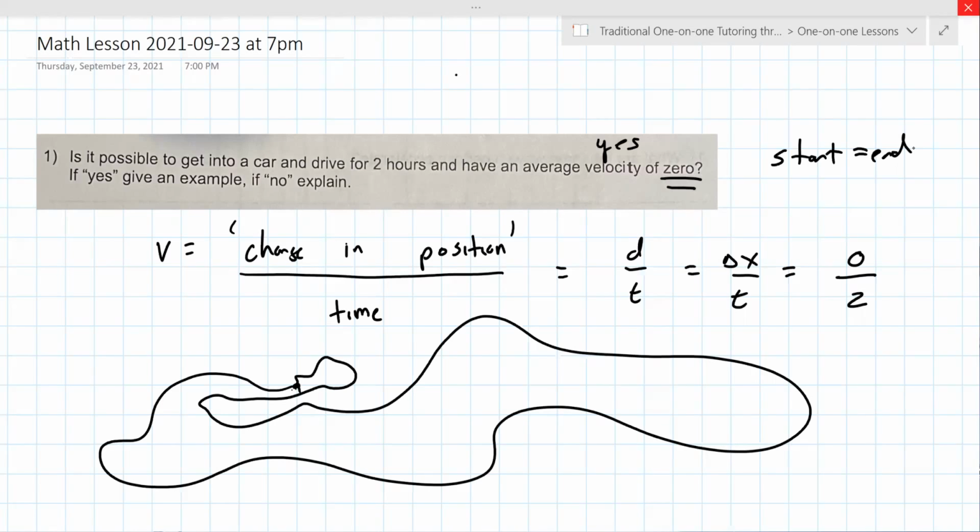So is that okay? Is that clear? Is that enough explanation for that one? The more common one is to be on a track and you just get back where you started.